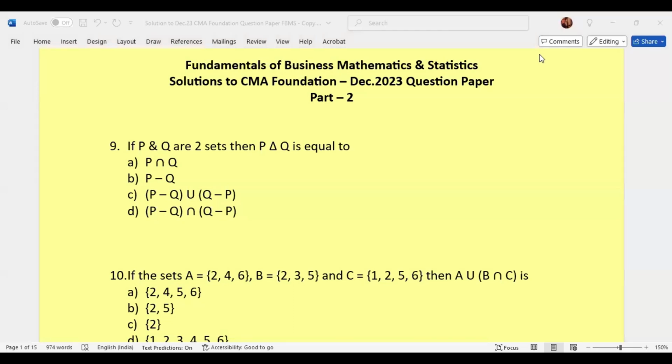Hello everyone. This is in continuation to CMA Foundation, Business Mathematics and Statistics, December 2023 question papers solution.